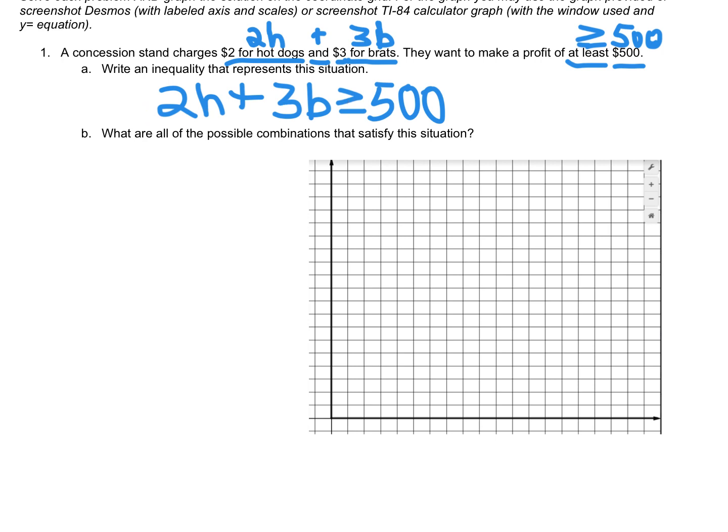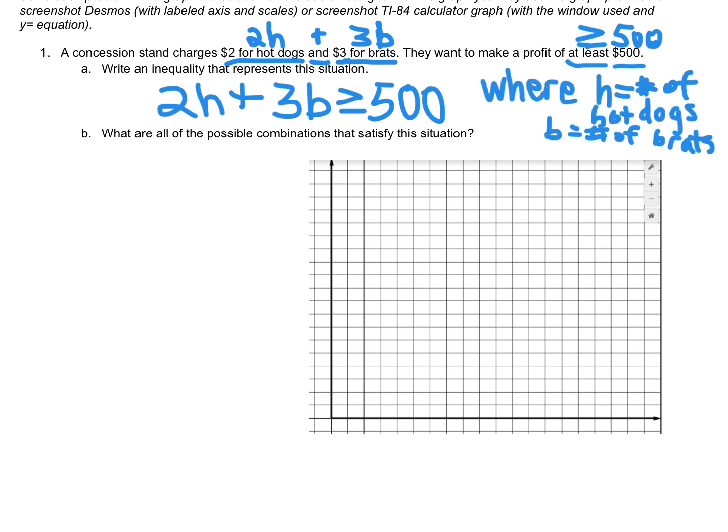Whenever you use variables, we should always define a variable. So I should say where h is the number of hot dogs and b is the number of brats. Now, one thing to note here is I'm going to graph this. When we solve for a letter, I could solve for h, I could solve for b. In a lot of real-world problems, there isn't necessarily an independent and dependent variable. The hot dogs don't determine the brats, the brats don't determine the hot dogs. So really, we can solve for either letter if we want to when we graph it.